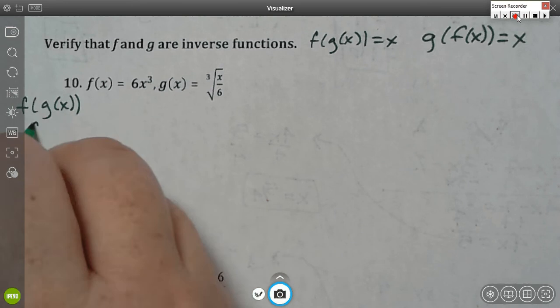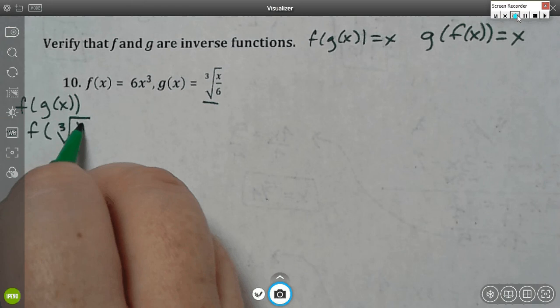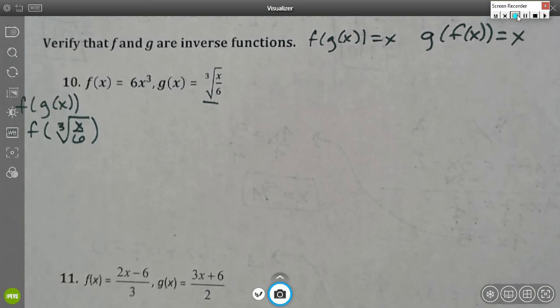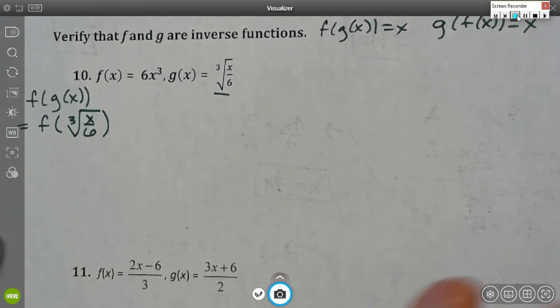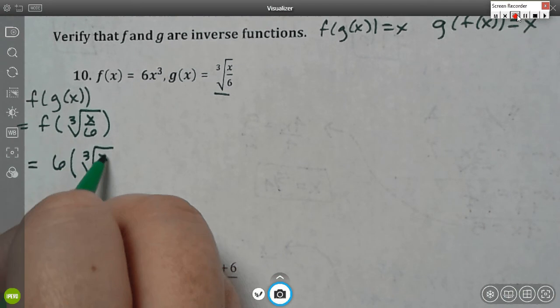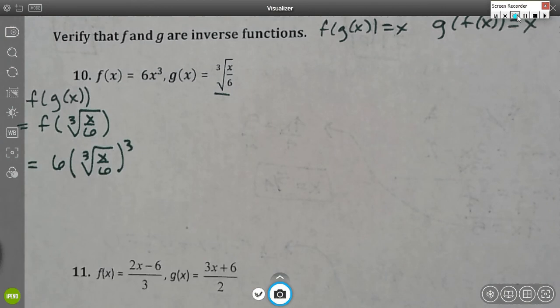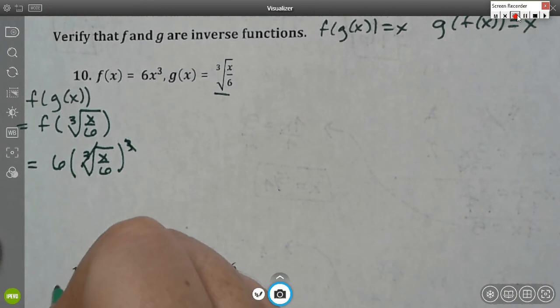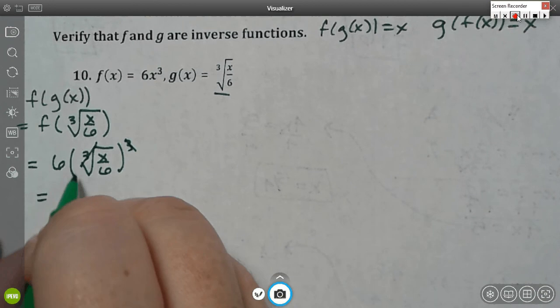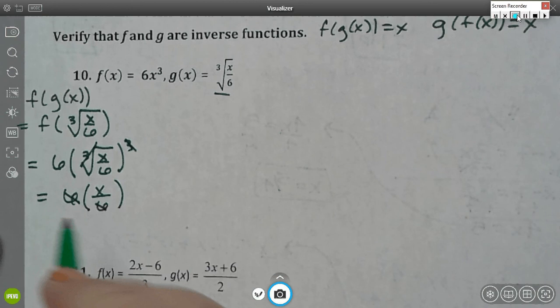So I'm doing f of g of x is the cubed root of x over 6. So I take f, which is 6 times the cubed root of x over 6, to the third power. The cube and the cube root cancel because exponents come first, so I'm left with 6 times x over 6. The 6's here cancel, and it does in fact simplify to x, but that's only half the problem.